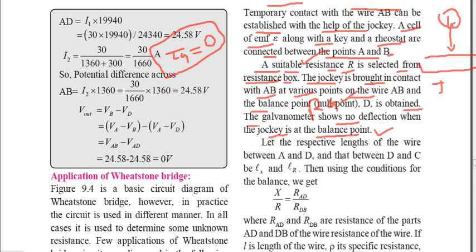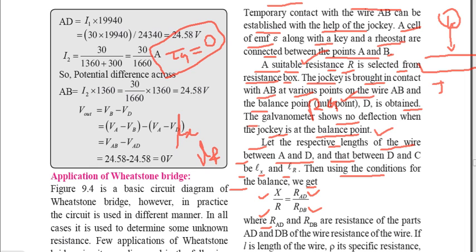So at that time we can say that the meter bridge will be in balance condition. Let the respective lengths of the wire between A and D, that is the length of the wire between points A and D, and that between points D and C be denoted by Lx and Lr. Then using the condition for balancing, we get X divided by R is equal to RAD divided by RDB.